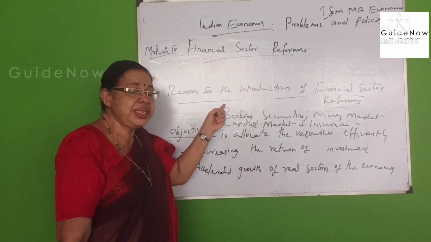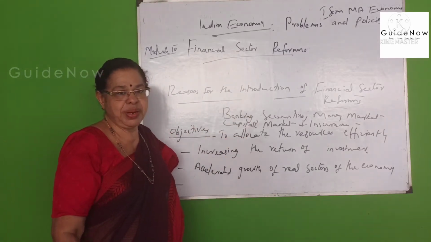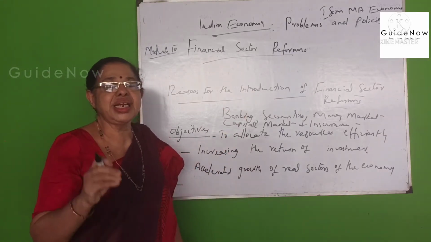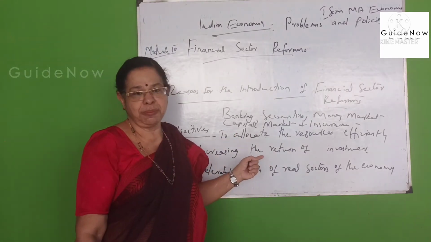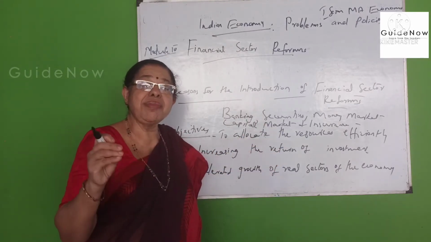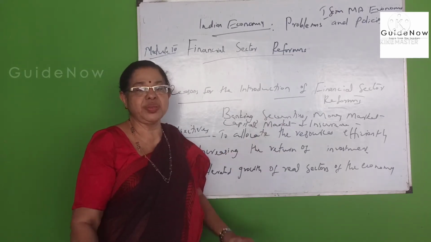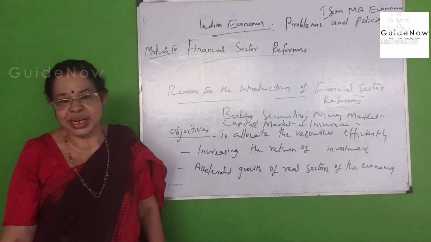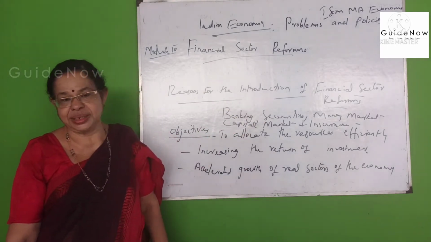In order to explain this question, these reforms are included here. Financial sector reforms equal the summation of banking sector reforms, government securities reforms, money market reforms, capital market reforms, and insurance market reforms. These are the important reforms included in financial sector reforms. So to explain this question, these components are included here.